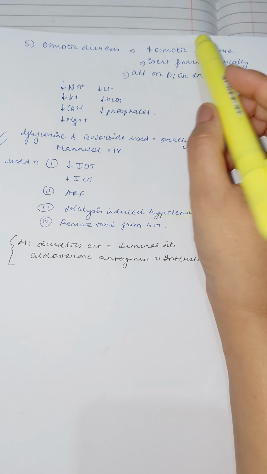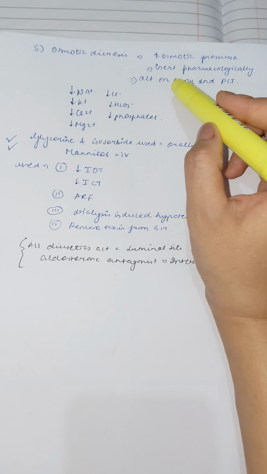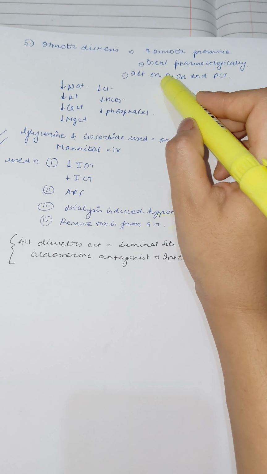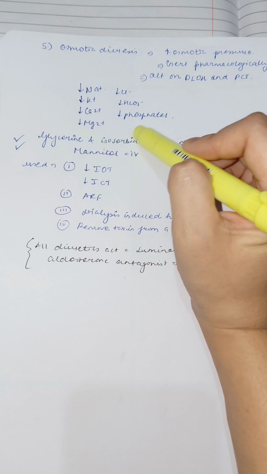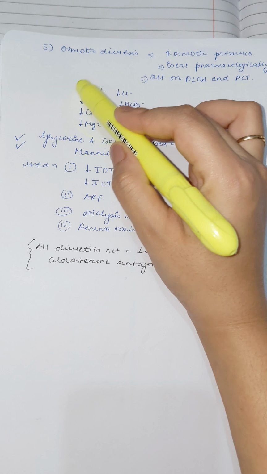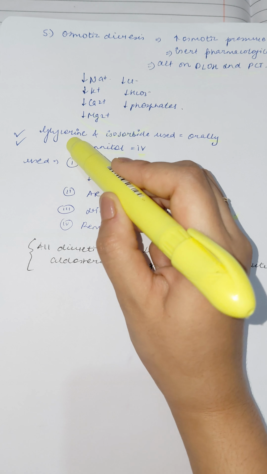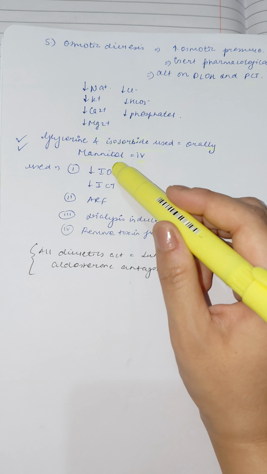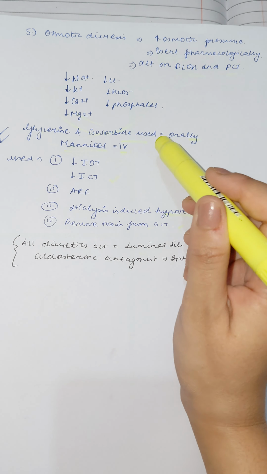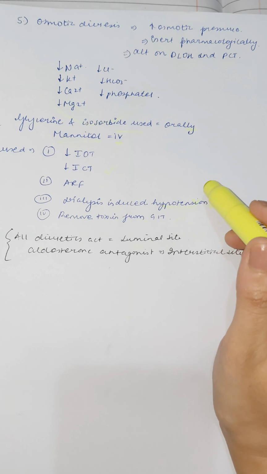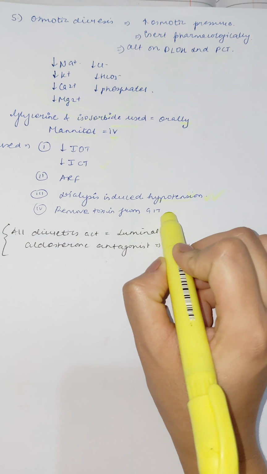Next is osmotic diuretics. Osmotic diuretics increase osmotic pressure. They are almost inert pharmacologically, but act on the descending loop of Henle and PCT. Osmotic diuretics will excrete all of these. If we talk about the IV osmotic diuretic used, it is mannitol, and orally used are glycerin and isosorbide. It is used when there is increased intraocular pressure, so it decreases intraocular pressure. It decreases intracranial pressure, and is used in acute renal failure. It is also used in dialysis-induced hypotension and to remove toxins from the GIT.